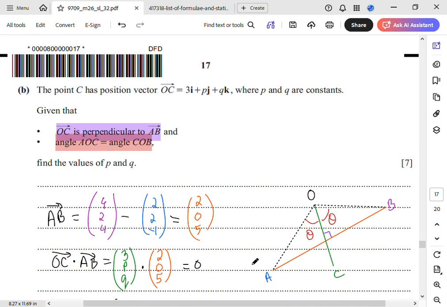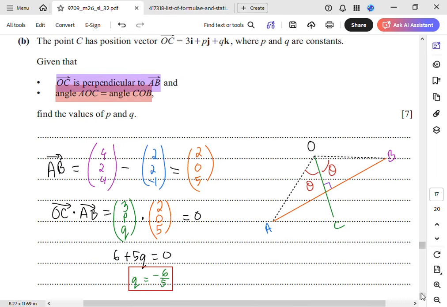So if they are perpendicular, if you take the direction and you find the dot product of it should be equal to 0. So what is AB vector? OB minus OA gives you 2, 0, 5, and OC is just this, right? So if I take the dot product of them, I'm supposed to get 0 because that's what the question says. OC is perpendicular to AB. So if you do that, 3 times 2 is 6 plus 0p plus 5q, that's equal to 0. So from there you can easily find the value of q. Q then turns out to be minus 6 by 5. So you have used this information and found the value of q.